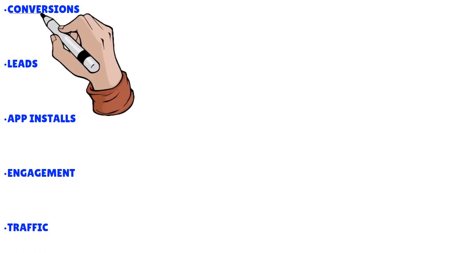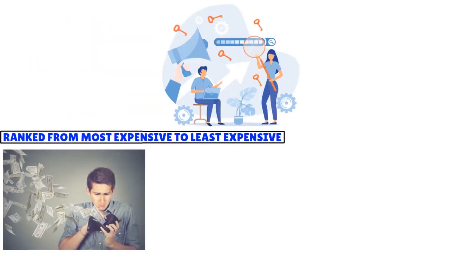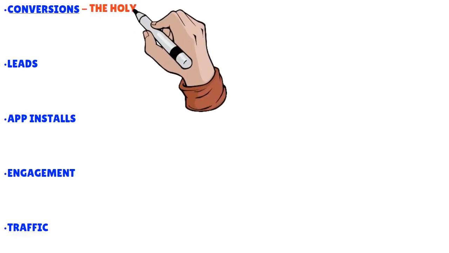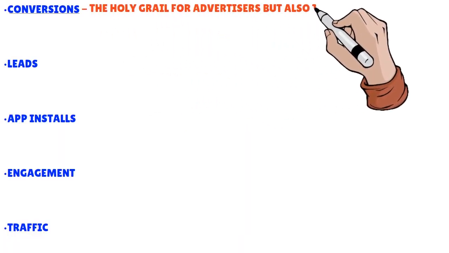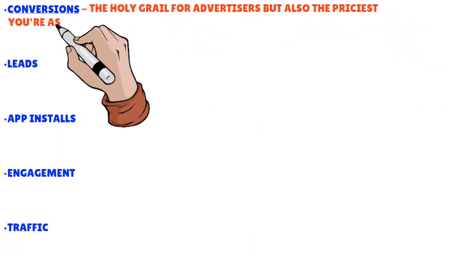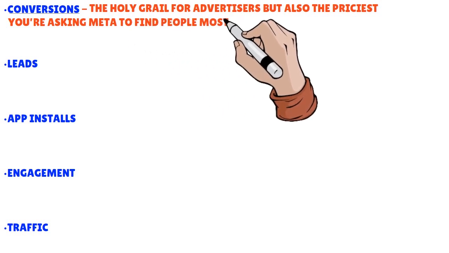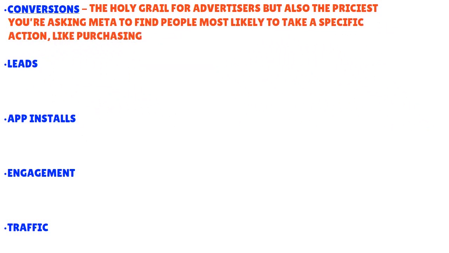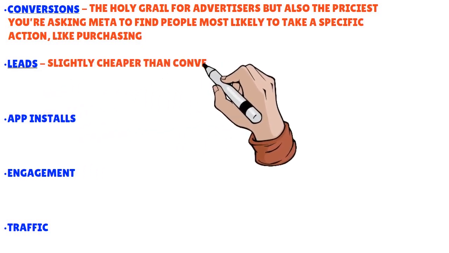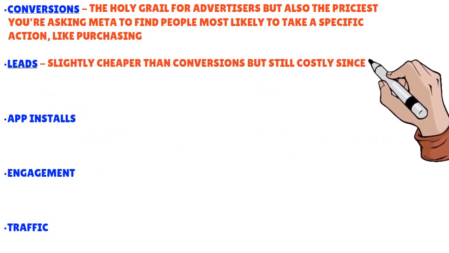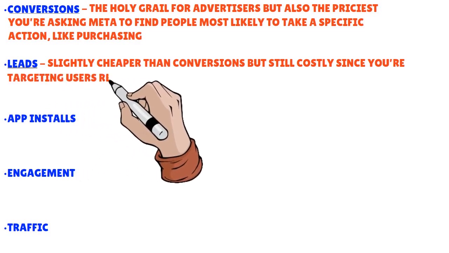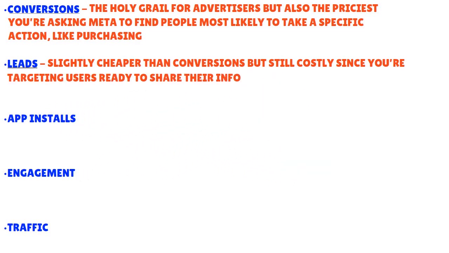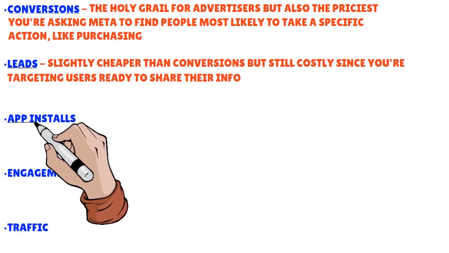When you think about conversions, those are the most expensive. This is the holy grail for advertisers. You're asking Meta to find people most likely to take a specific action, like purchasing. Leads are slightly cheaper than conversions, but still costly because you are targeting users ready to share their info. What about app installs?